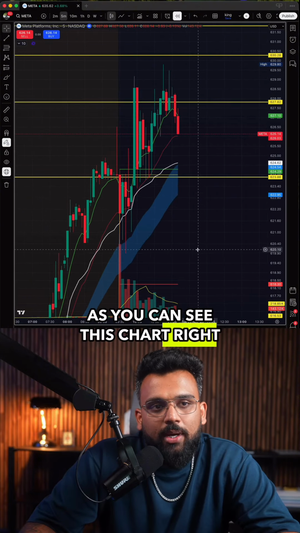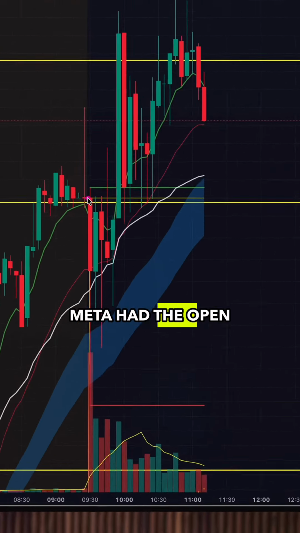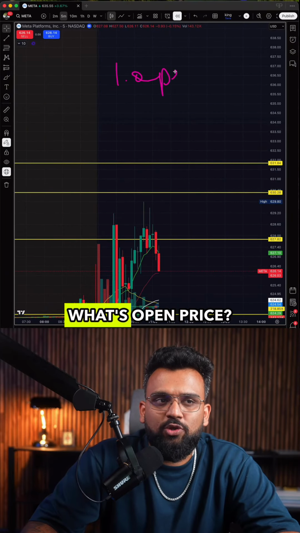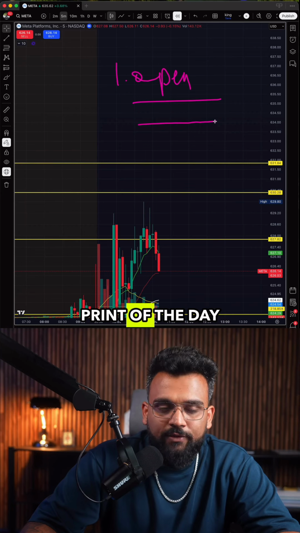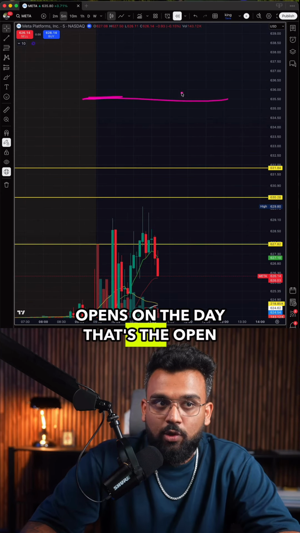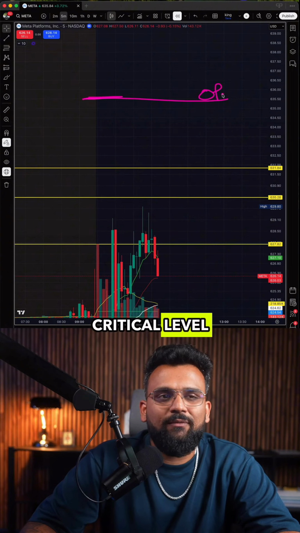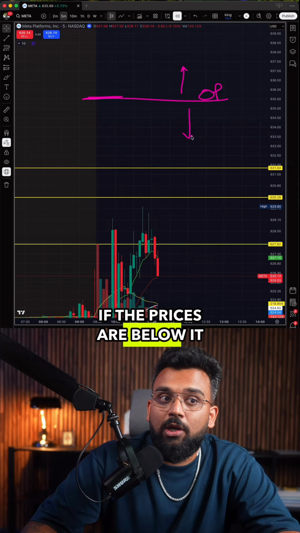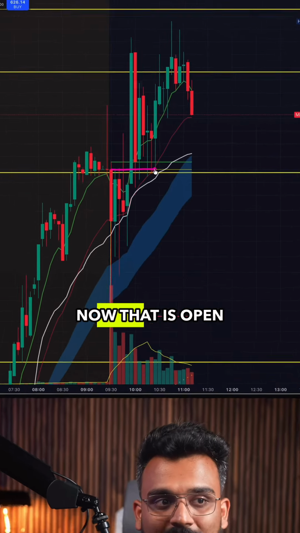As you can see on this chart right now on Meta, what happened? Meta had the open price right here. Now the first thing that you always need on your charts is called the open price. So what's open price? The first very print of the day is called open price. That means right where the market opens on the day, that's the open price. It's a super strong critical level. Why? Because if the prices are above it, the daily candle is green. If the prices are below it, the daily candle is red. Now that is open price.